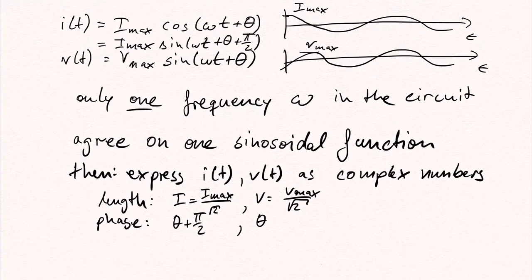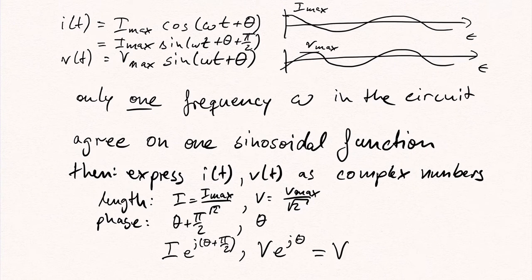Now we can combine the phase and the length of the complex number to write I as a phasor, namely capital I, e to the power of j, theta plus pi half. Expressing the voltage as a phasor yields V times e to the power of j theta. Because exponents sometimes tend to be hard to read, phasors can also be written as the phasor length, this symbol for the angle or the phase, and then the phase value.